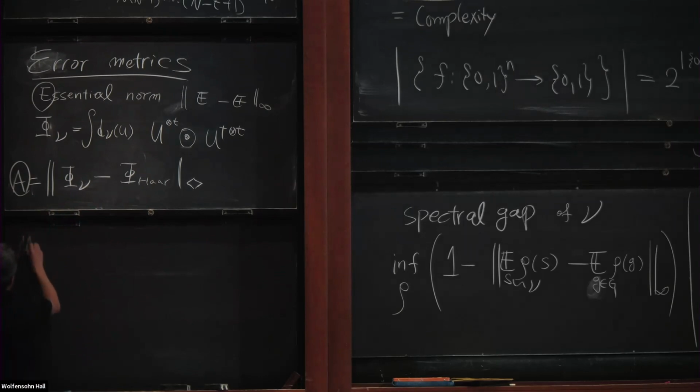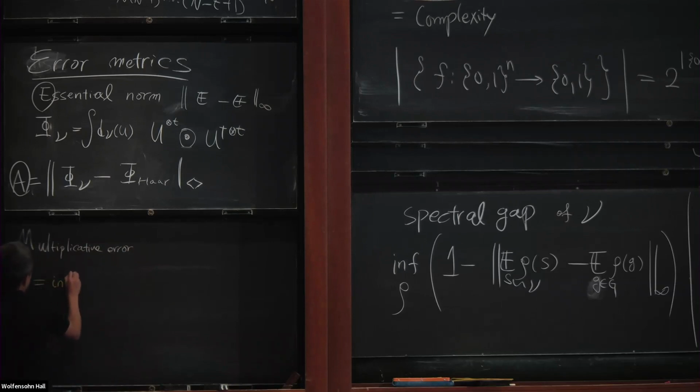And there is something called multiplicative error. That subscript you wrote on the norm, what does that mean? Diamond norm. It's operationally defined. It's the maximum probability that you could ever distinguish the two by a one-shot experiment. It is the infimum of epsilon.